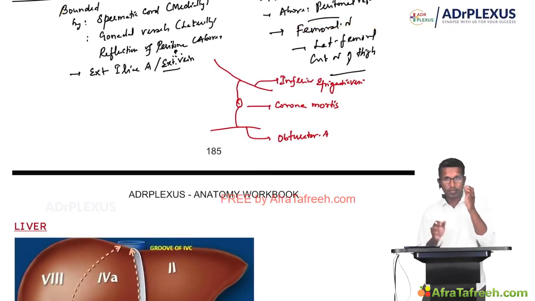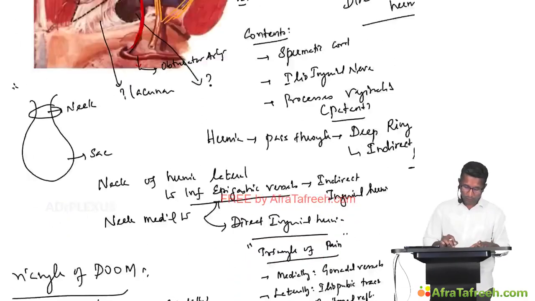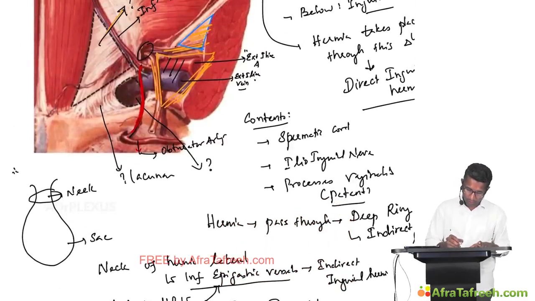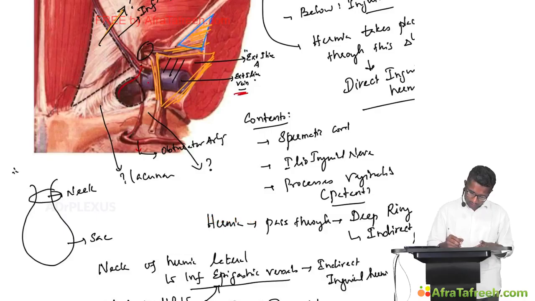Usually this anastomosis runs close to the femoral vein. If you see here, you can see this is running close to this vein. The external iliac vein is a continuation of the femoral vein, so it is running close to the vein. But sometimes this anastomosis can run in this area.